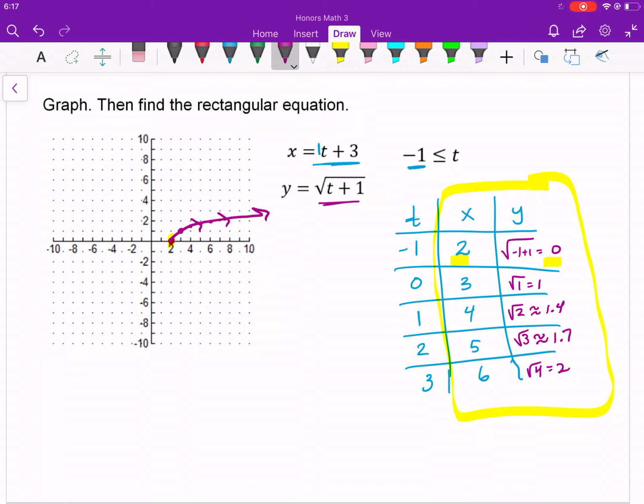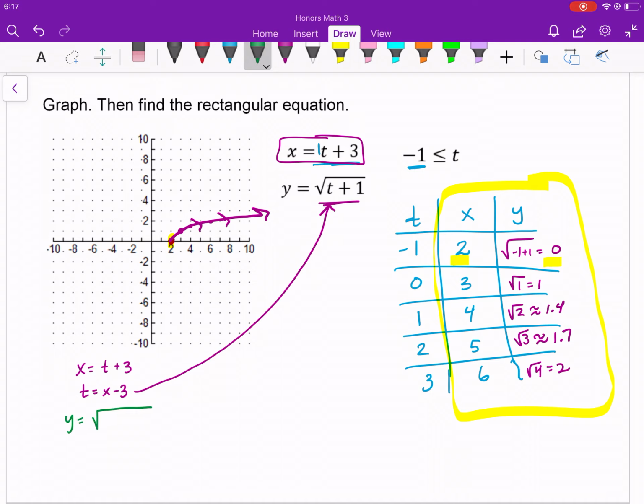Let's go ahead and convert this. It'll probably be easiest to go ahead and solve for t with this equation. So t, if we subtract 3, is just x minus 3. And then we can plug that in for y. So y is going to be the square root of x minus 3 plus 1, or I'll write it down here. Y is the square root of x minus 2. In fact, if you look at this graph, that is a square root graph, just shifted to the right 2. So, sweet.